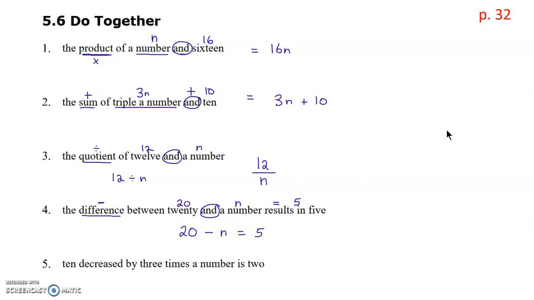And number 5, 10 decreased by 3 times a number is 2. So this one is the most challenging of them, I think. 10 decreased by, so we're going to decrease from 10, 3 times a number. 3 times a number is 3 multiplied to a number, is our result 2. So to write that underneath, 10 decreased by 3 times a number is 2.